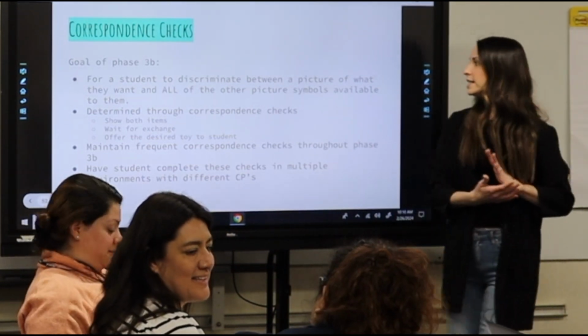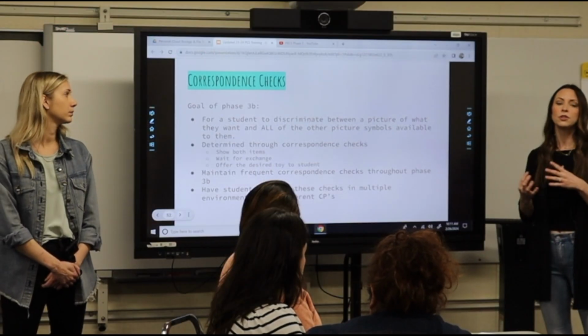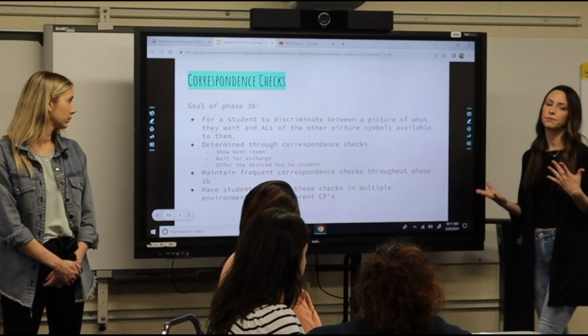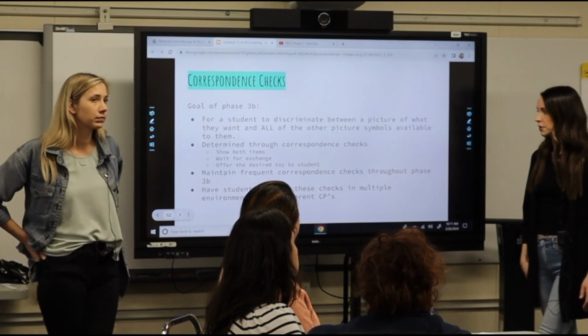Okay, so the goal of this phase is to discriminate between the picture of what they want and all the other picture symbols available. Because again, we're building the book. That's why we're building the understanding between multiple on the front page before we have them look inside of it. Determined through correspondence checks. Show both items, wait for the exchange, offer the desired toy to the student. And then we want to maintain frequent correspondence checks throughout this whole phase. So we basically want to just keep checking for understanding every icon we add. Once you're up to like 6, 7, 8, 9, 10 items, it's like they get it. But you always want to introduce new vocabulary. We want to keep checking for understanding.